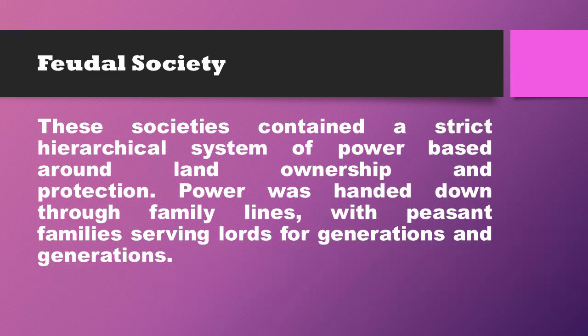So these lower class or peasants working for the fiefdoms, or individual pieces of land, were working for the landlords, and in return they can live here and enjoy protection from their landlords from outside enemies. So the power was being handed down through family lines, with peasant families serving lords for generations and generations. But unfortunately, the social and economic system of feudalism failed and was replaced by capitalism and the technological advances of the industrial era. So why did feudalism fail?